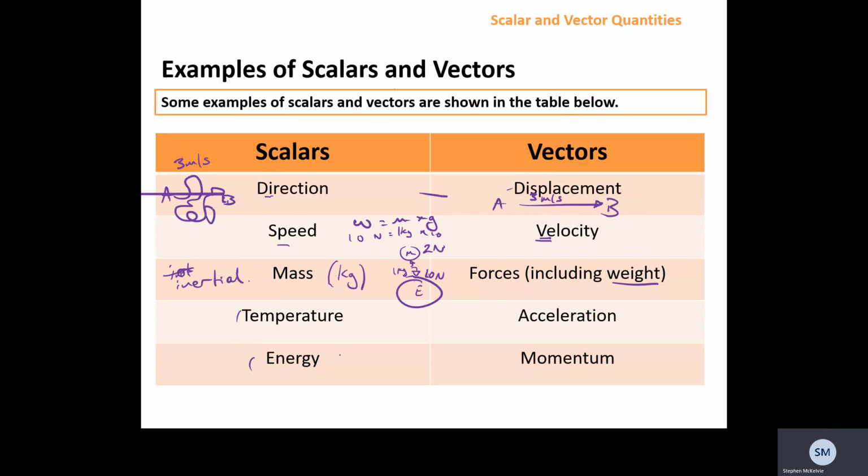Temperature in degrees Celsius and energy measured in joules are two more scalar options. And because acceleration is the change in velocity divided by the time, notice that it's velocity, not speed, we call acceleration a vector as well. And momentum. The equation for momentum is mass times velocity.